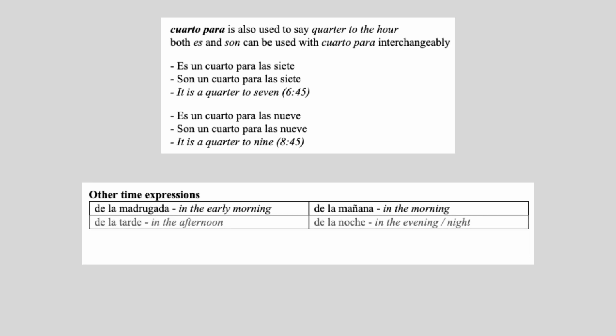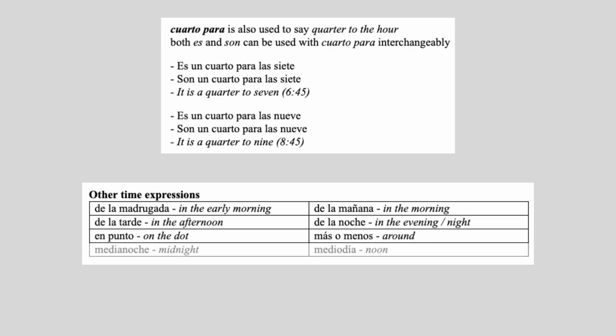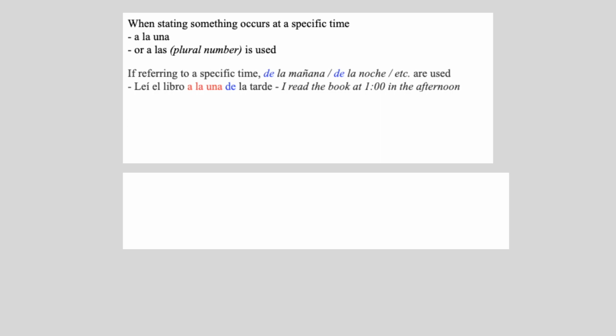And here are other time expressions that you should be aware of. When stating that something occurs at a specific time, you will say a la una for 1 o'clock, or a las followed by a plural number. And if referring to a specific time, you will say de la mañana, de la noche, and so on. Leí el libro a la 1 de la tarde. Leeré el libro a las 9 de la noche.